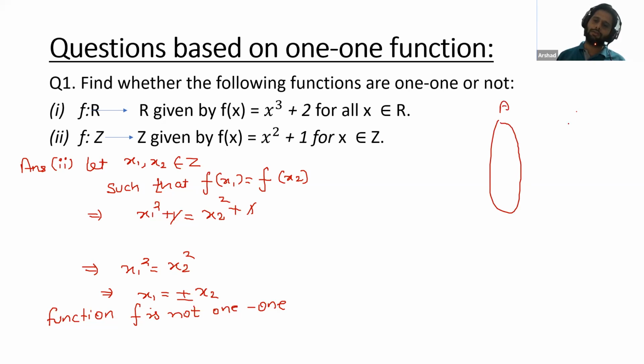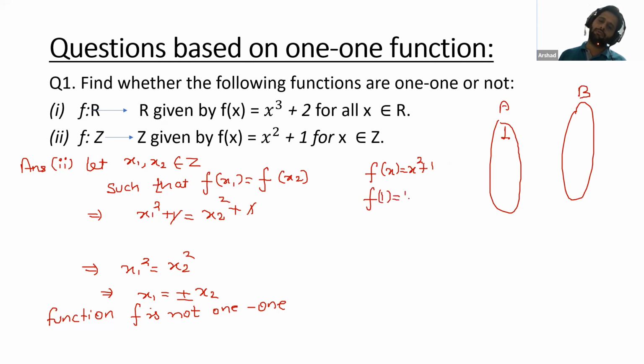This is set A, you have another set, this is set B. If you take the value 1, then what do you get from the function f(x) = x squared plus 1? f(1) will be equal to 1 plus 1, which gives you 2. So 1 will be associated with 2.